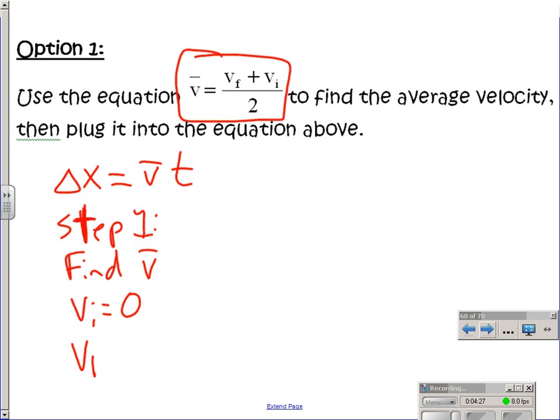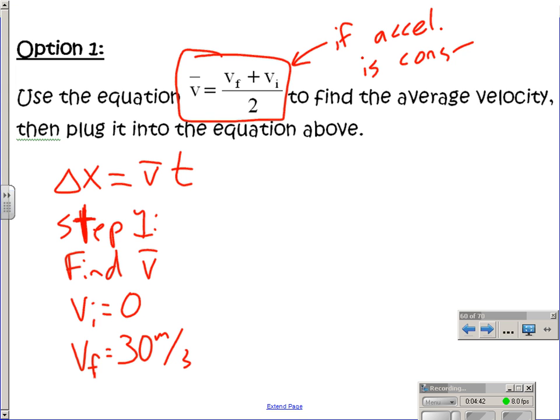At the end of the 6 seconds, we reached a velocity of 30 meters per second. So it turns out that as long as your acceleration is constant, which in this class it always will be, you can use this equation. So let's find our average velocity. Average velocity is Vf plus Vi over 2. You're just finding the average of 2 numbers. Again, this only works if your acceleration is constant.